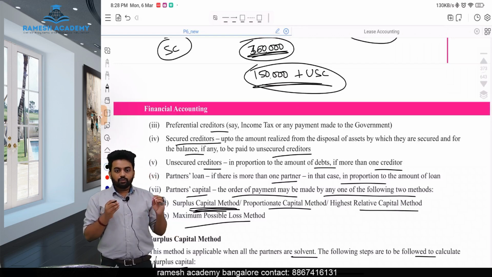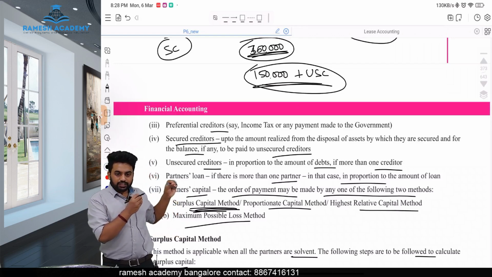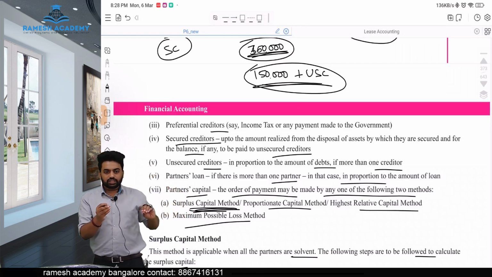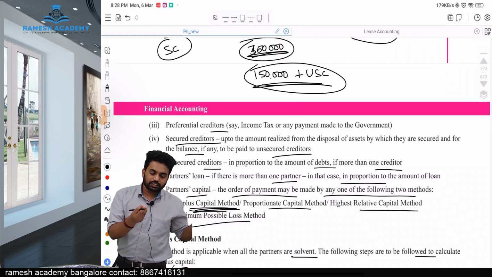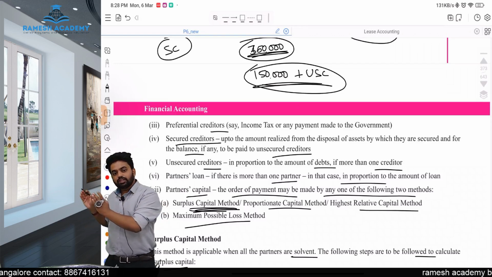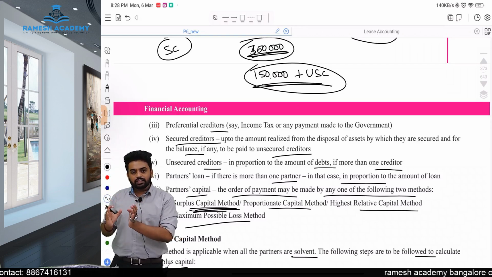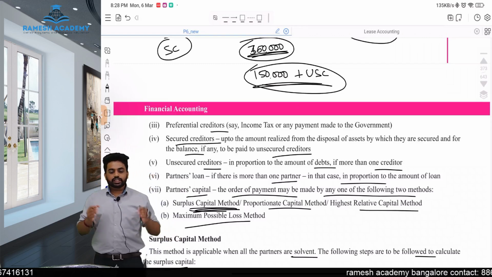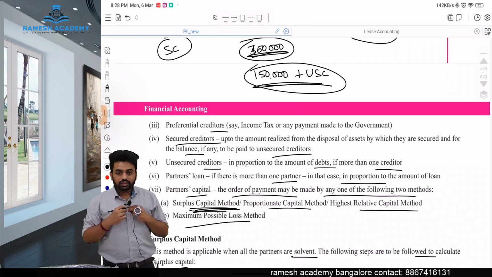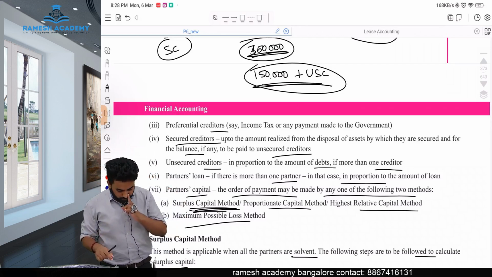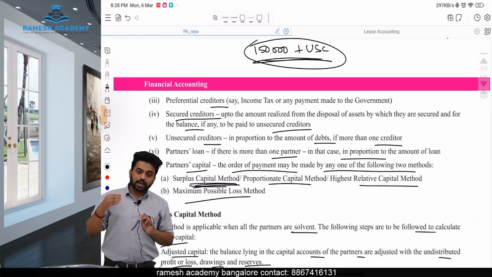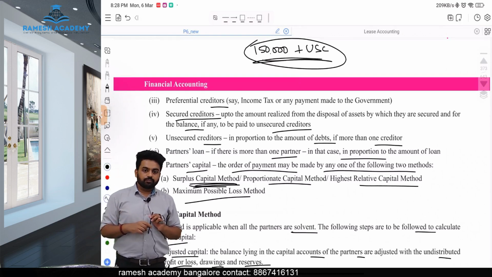For example, one secured creditor gave us goods of 10 lakh rupees, secured through certain goods, which we sold for 6 lakh rupees. Now that 4 lakh difference will be there, no? For that 4 lakh he becomes an unsecured creditor and will be placed with the unsecured creditors. So secured creditors are paid to the extent of realization of that particular secured asset. Next one is unsecured creditors. Next one is partners loan, later partners capital.